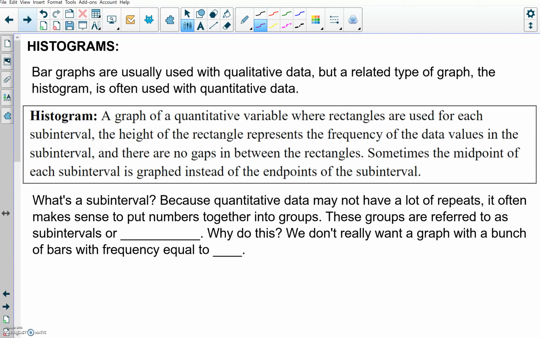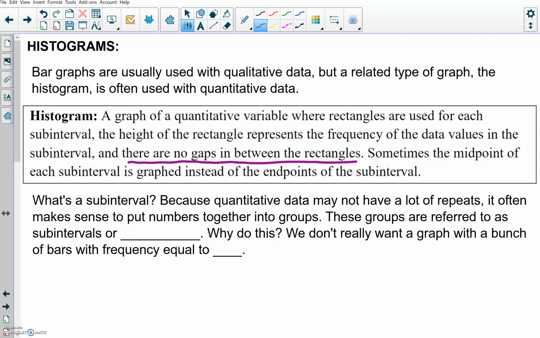But a related type of graph, the histogram, is often used with quantitative data. And a lot of times it's mostly used with continuous data. You could use it also with discrete, but it makes a lot more sense with continuous data, because when you're looking at a histogram, you're still using rectangles for each subinterval. The height still represents the frequency, but here's the difference.